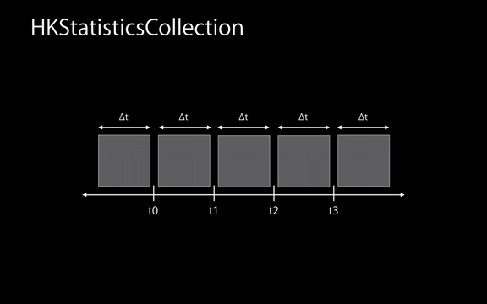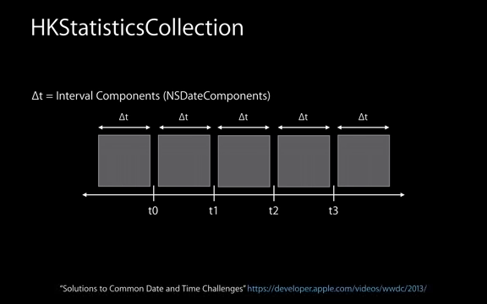In this diagram, each of our gray boxes represents its own HKStatistics object. We call our delta t our interval components, and this is an NSDateComponents object. The reason why we chose to use NSDateComponents is because when we talk about health information in a historical way, we tend to talk about it in days, weeks, months, and years. To do this properly, you need to use date components. If you're curious about date calculations, please see last year's video, Solutions to Common Date and Time Challenges.